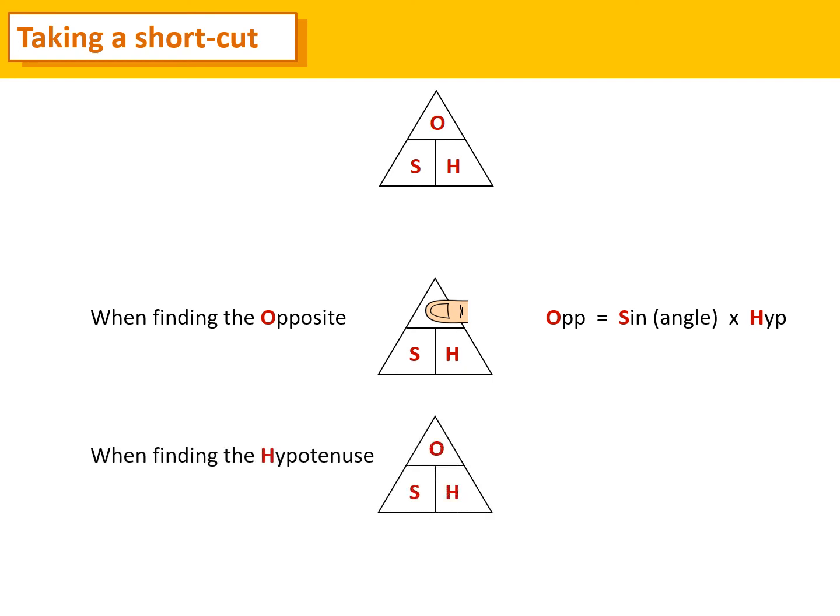If you wish to find the hypotenuse, put your finger over the H, and that leaves us with the opposite divided by sine. Therefore, the hypotenuse is found by taking the opposite side and dividing by the sine of the angle.